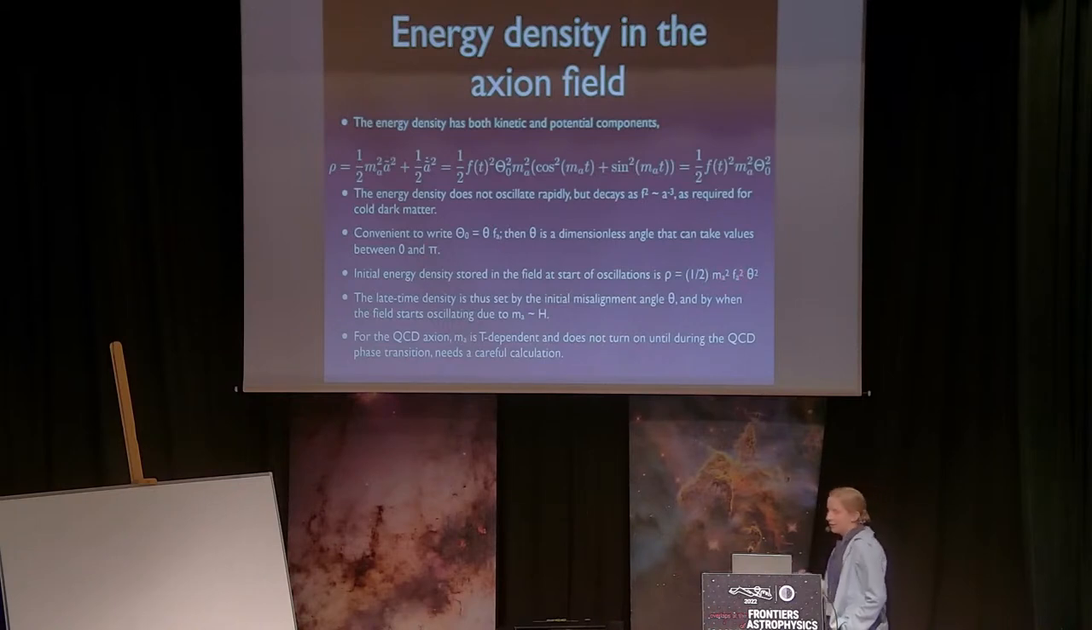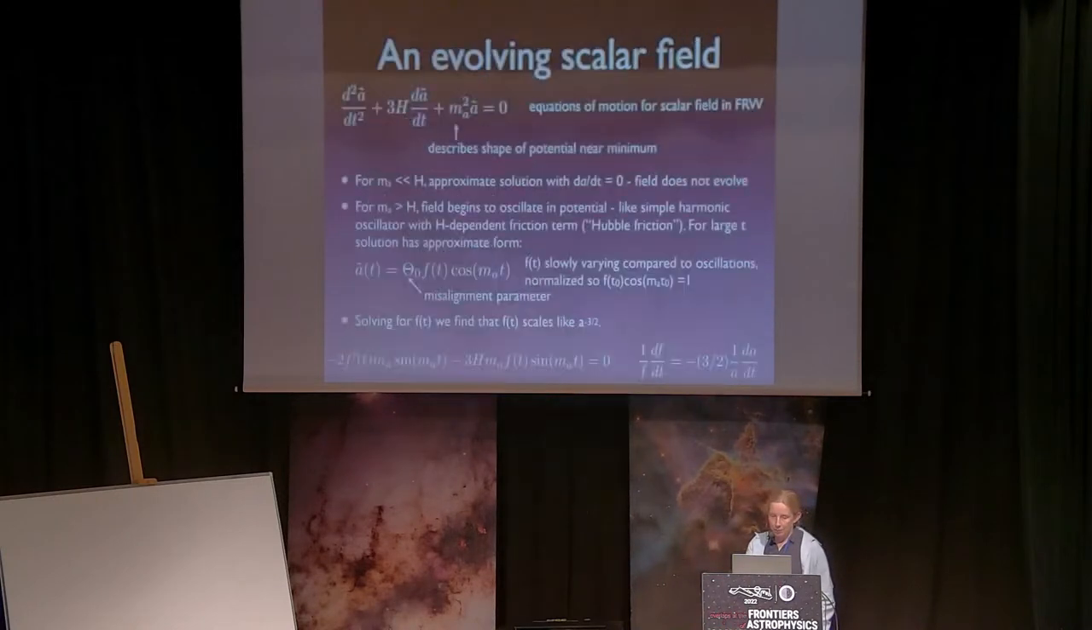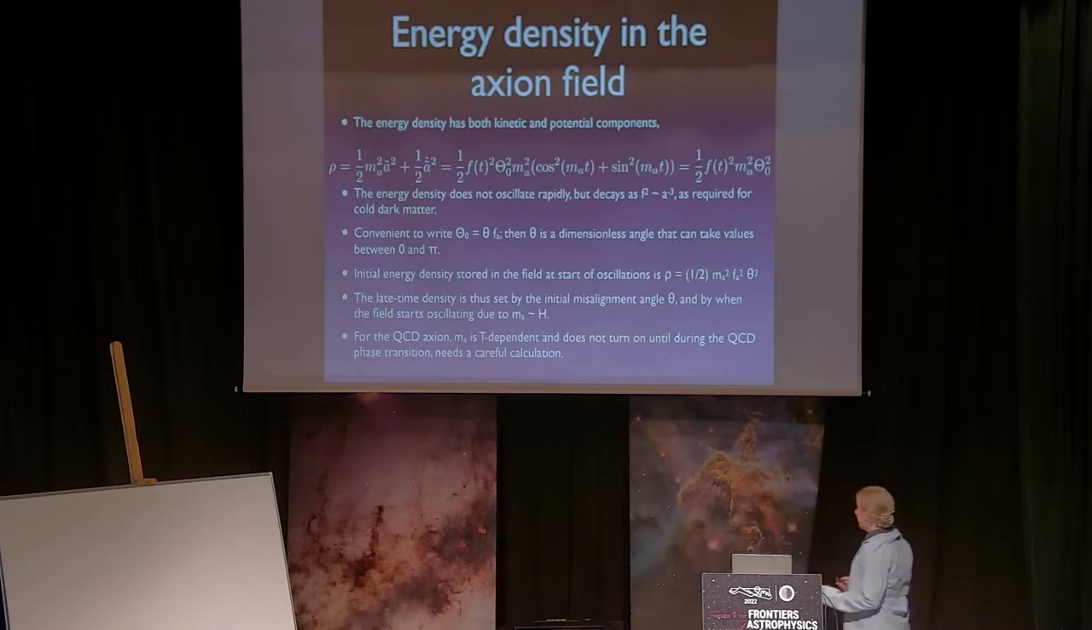And we know that M_A times F_A is just set by the QCD scale, if this is the QCD axion. So the energy density stored in the field is basically just controlled by theta, by this misalignment angle. And the late time energy density is going to be set by how much it has redshifted since the field started oscillating. Recall that these oscillations began when M_A was comparable to H. So the late time density is just going to be set by the initial energy density stored in the field and how long it's been oscillating.